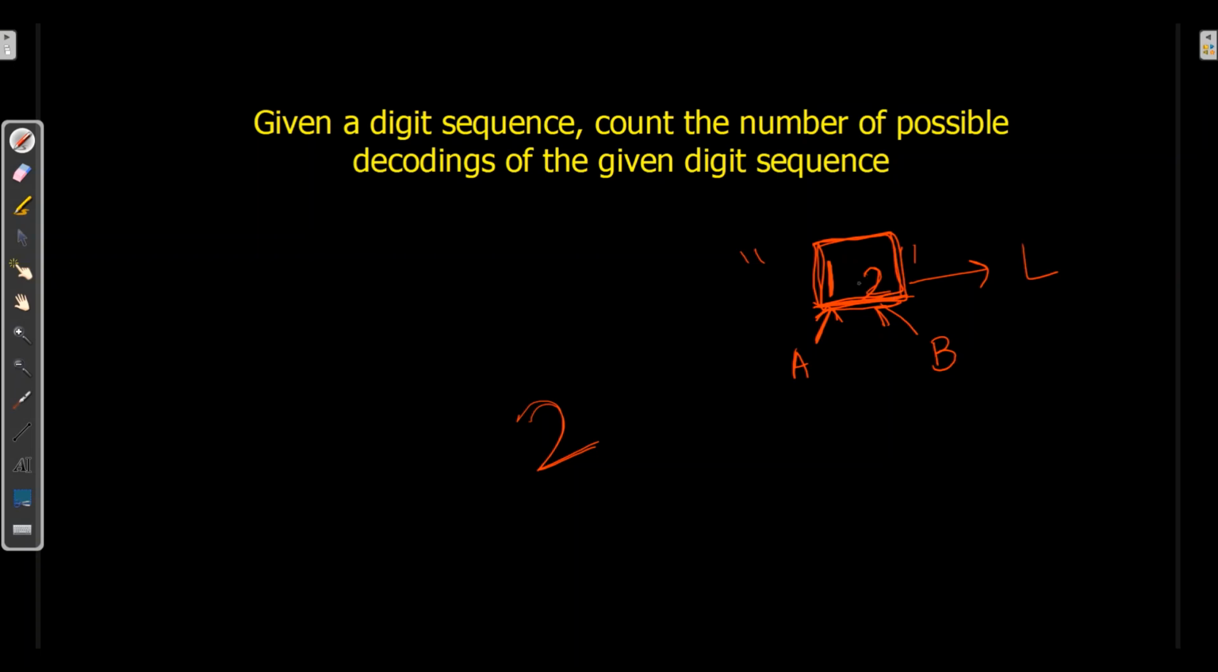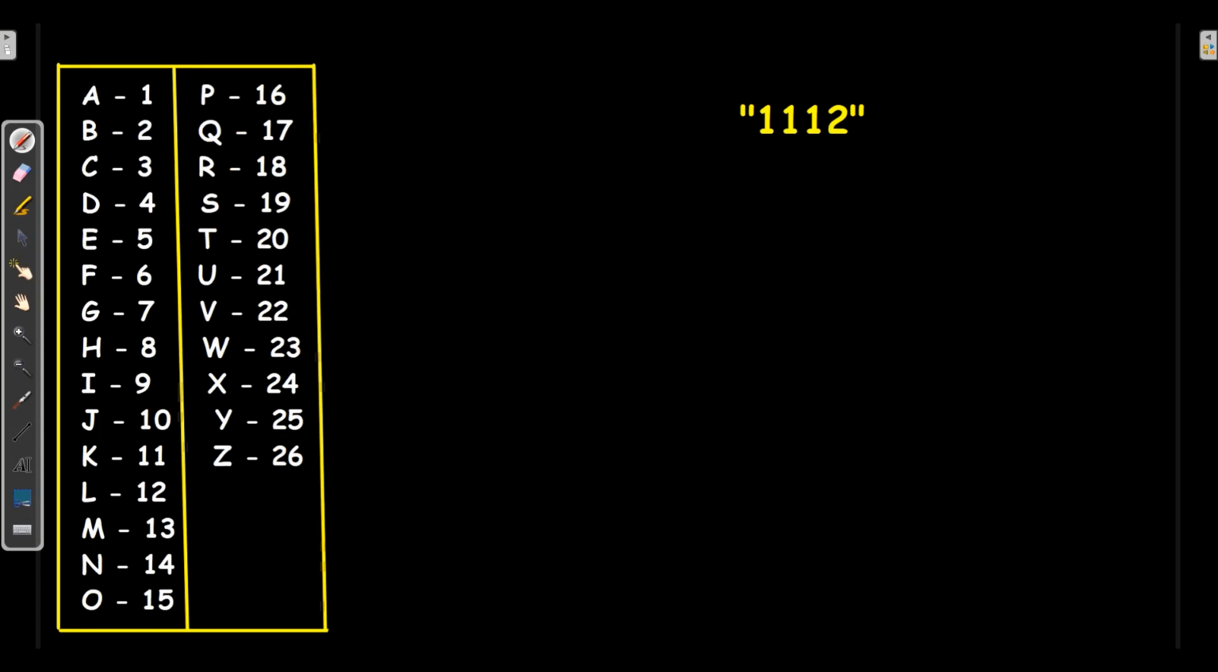Now this is for just two digits. What if we have 4 digits, 5 digits, more than that? How can we decode it and how many possible ways are there to decode this particular digit? So here we will see for 4 digits.